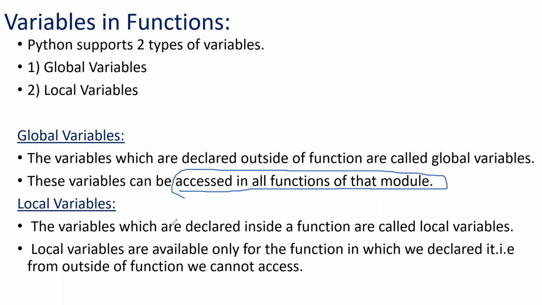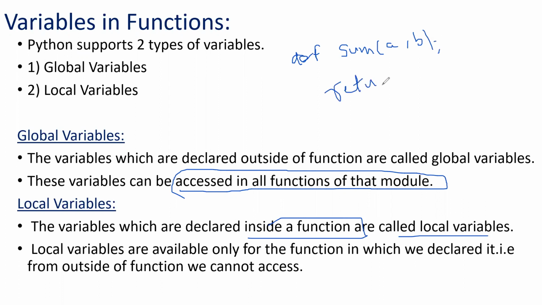Okay. Now there is one more thing, that is the local variable. Local variables are those which are inside the function. Okay. Now def sum(a, b): return a plus b. This is the function. Now sum of a, b.